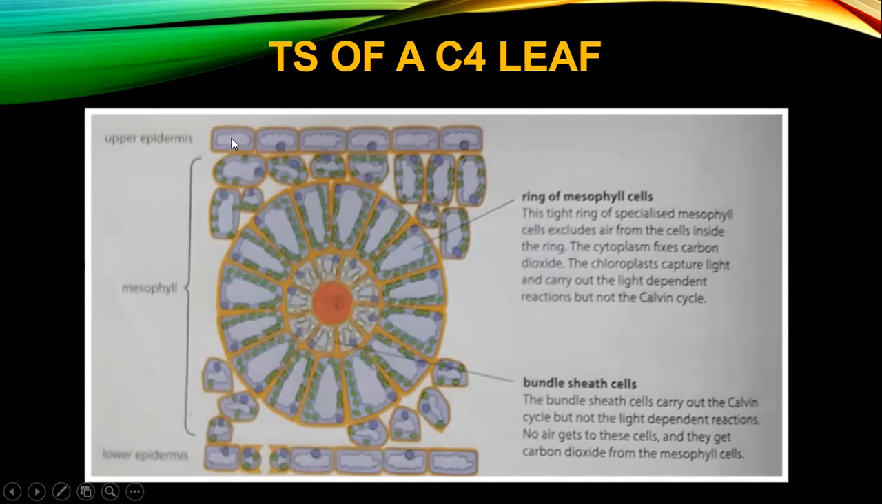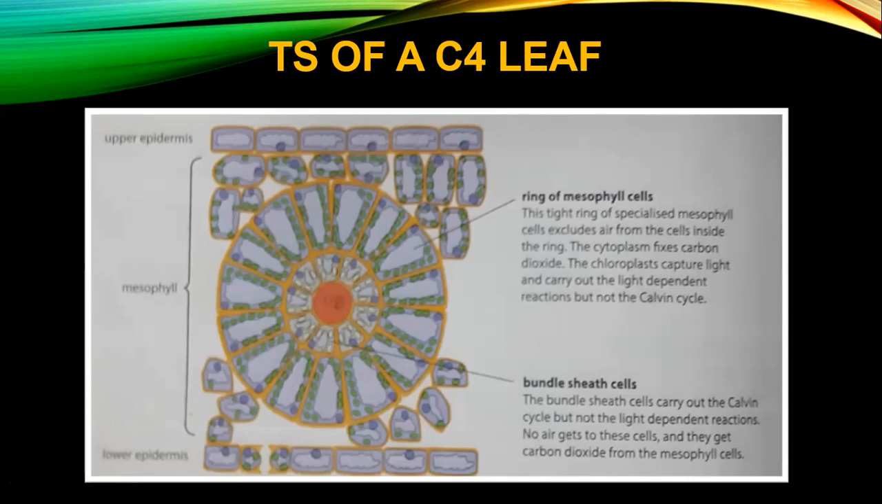In those C3 leaves, the upper epidermis is there, the lower epidermis is there. In the lower epidermis, mostly we see the guard cells, and then there are one or two or three layers of palisade mesophyll cells, then spongy mesophyll cells, and then a vascular bundle. But what is the difference in a C4 leaf? You will see around the vascular bundle there is a ring of tightly packed cells. These tightly packed cells are called bundle sheath cells, right?